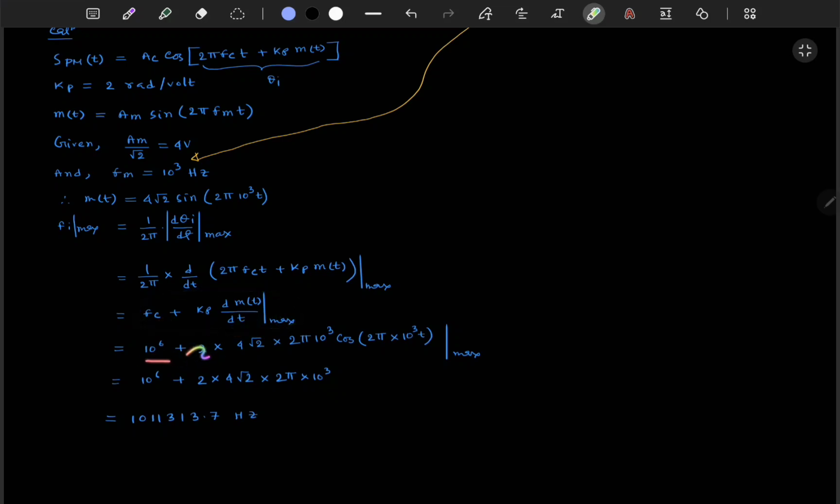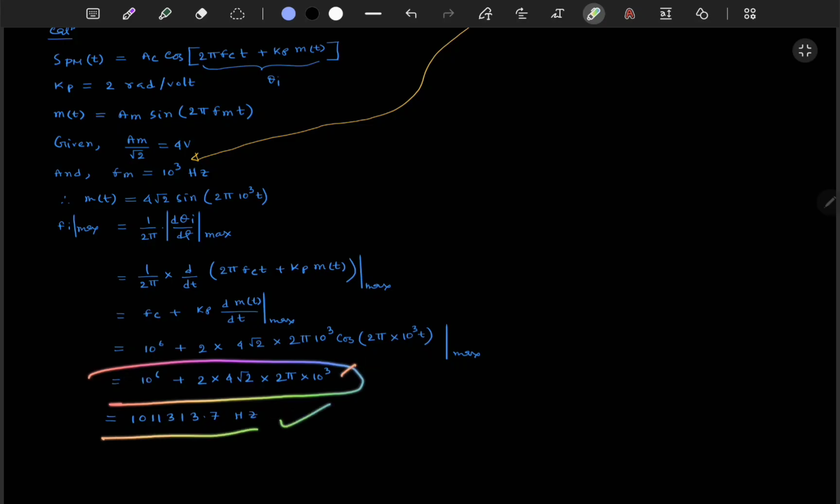And then again we can do the derivative of this also, m(t) we know, and this will come like this. And the maximum value of cos theta is 1. So just putting the value 1, now you can calculate and you will get this answer.